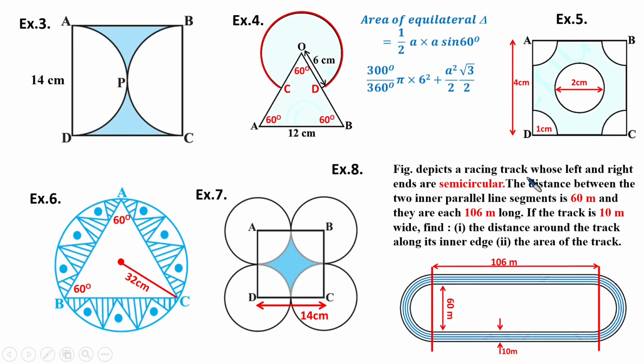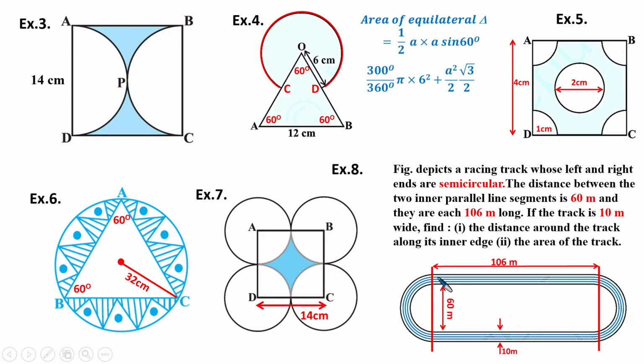The figure depicts a racing track. This is a racing track whose left and right ends are semicircular. The distance between the two inner parallel lines is 60 meters. From here to here is 60 meters, and the long sides are each 106 meters long. If the track is 10 meters wide, find the distance around the track along its inner edge, this edge, and the area of the track. So all these parameters are given to you. There are 60 meters between the inner tracks. From here to here 106 meters and this 10. So you know the inner part is semicircular, so the radius will be 30 meters and this is 10, I know it.